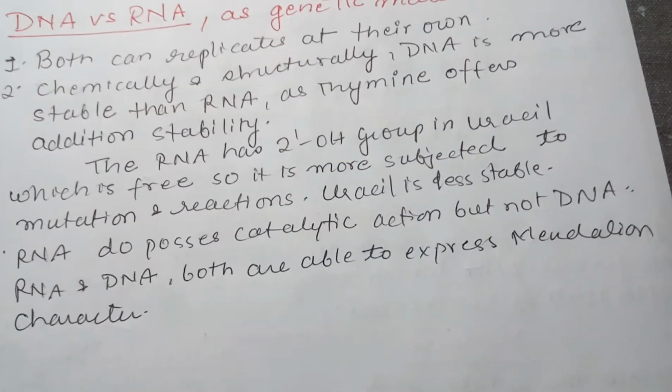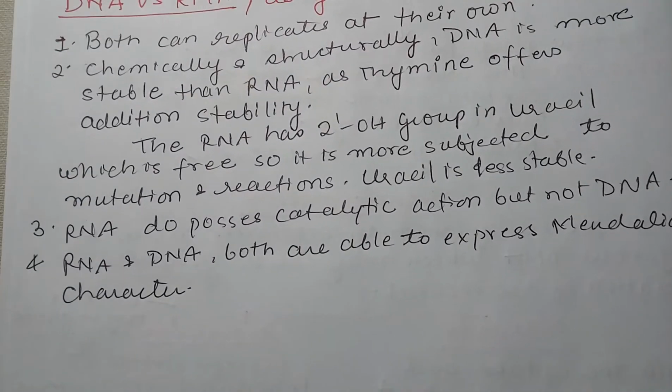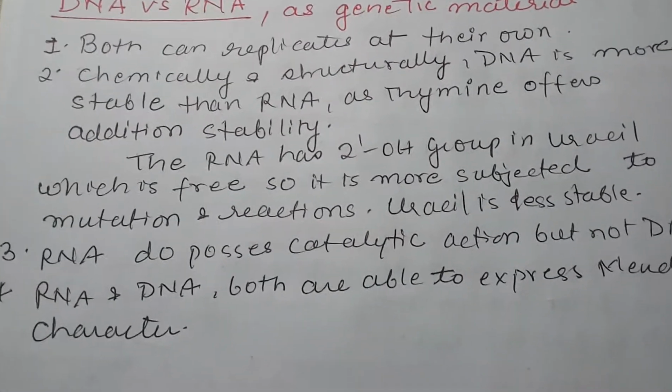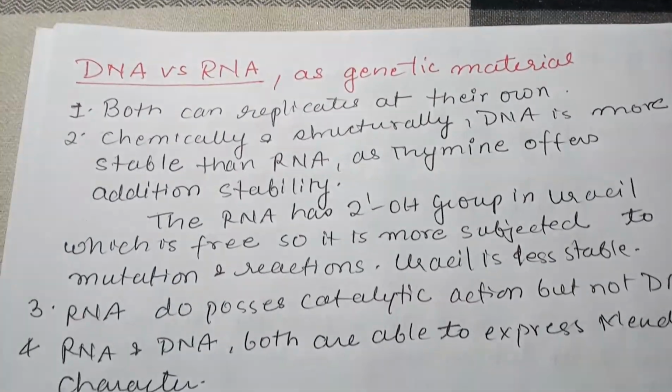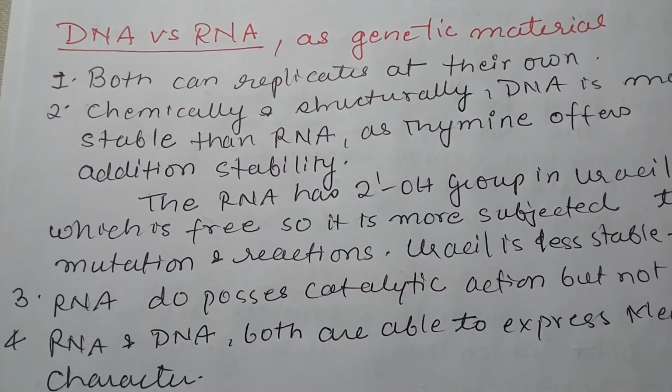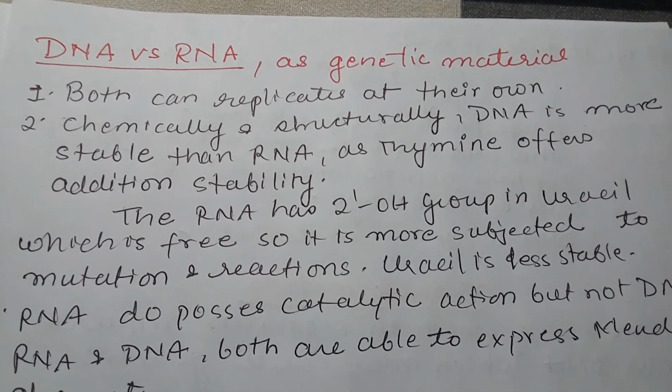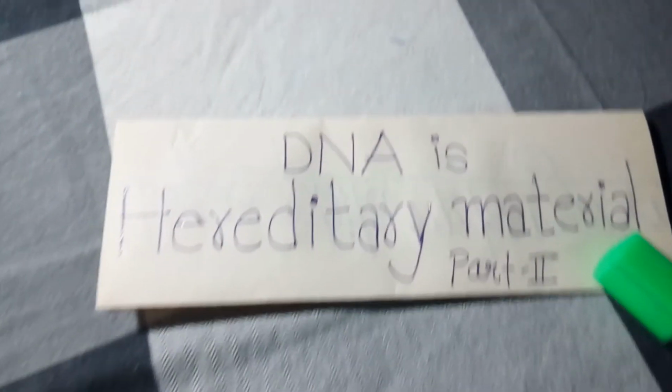So RNA and DNA both are able to express the Mendelian character, that is fine. That's why you will see DNA is the genetic material in most organisms except for the viruses. So here we complete DNA is the hereditary material.